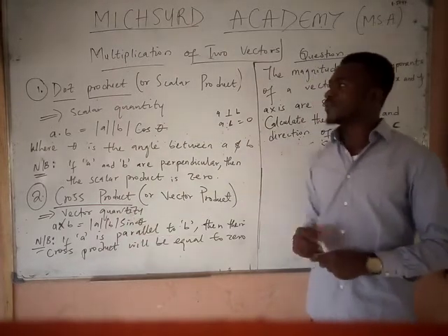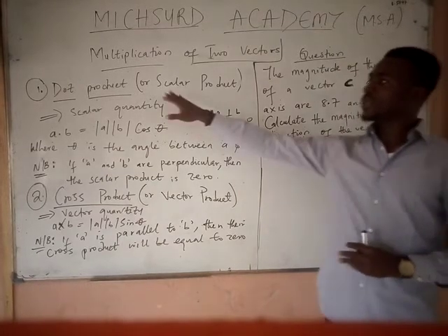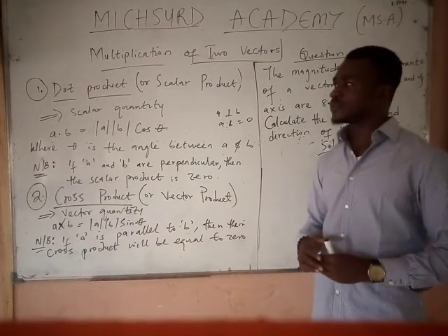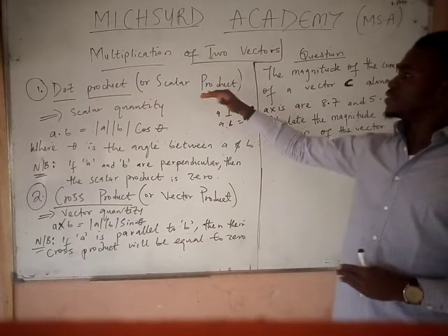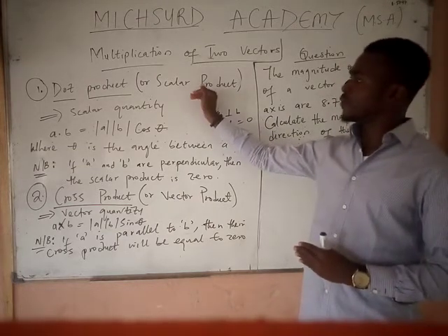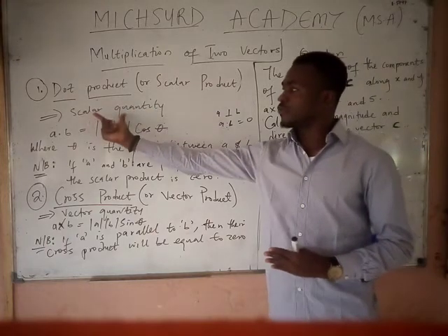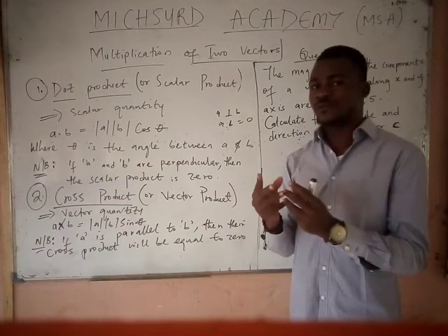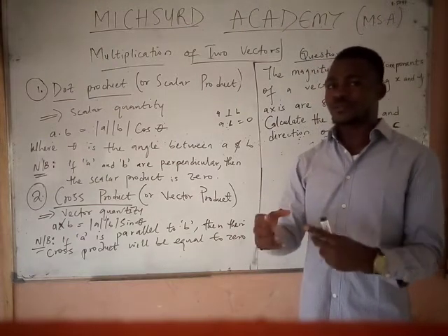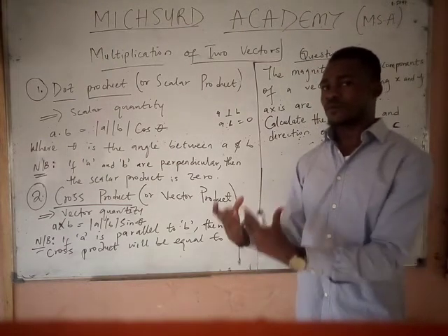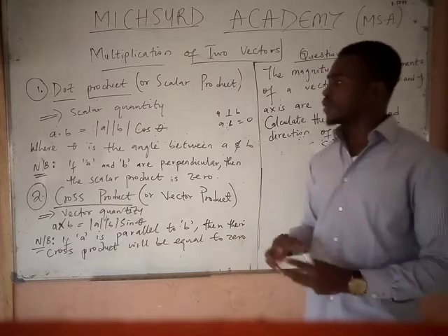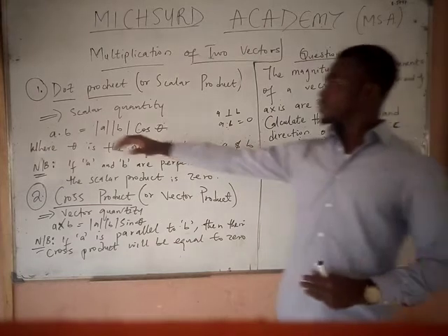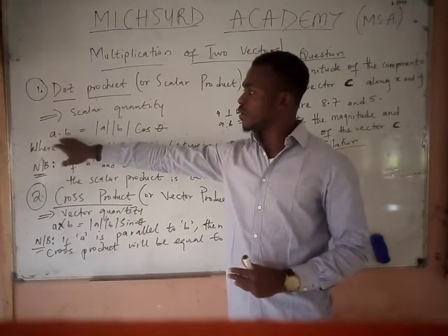So let's start with the first one, the dot product. We can refer to the dot product as the scalar product, and we call it the scalar product because its result is always a scalar quantity. So if you take the dot product of two vectors, your result will be a scalar quantity, an example being work done. Are we together?